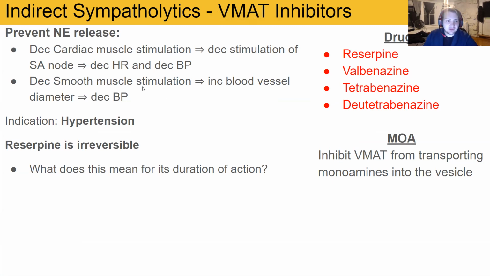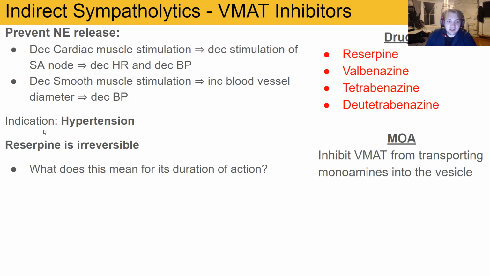The other effect is on the smooth muscle, which is going to increase the blood vessel diameter, which is in effect going to decrease the blood pressure. So overall, we're going to be lowering the blood pressure, which is why these drugs are used for hypertension. They're not really first line treatments anymore. These are much older drugs, but they are a potential use.